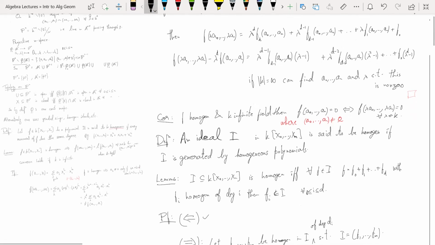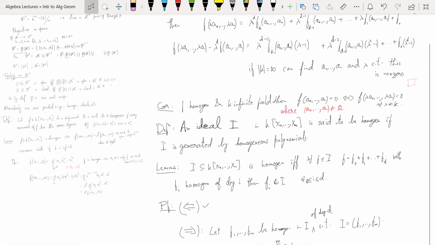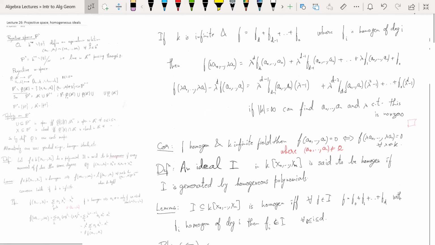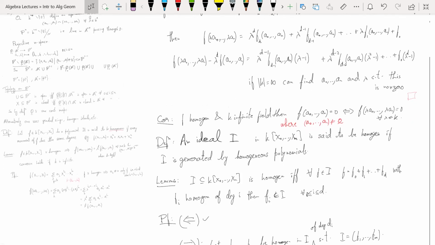Another characterization of a homogeneous ideal is that if you take any element f in I and write f as f0 plus f1 up to fd like we did here, where f0 is the constant term, f1 is the homogeneous degree 1 terms, f2 is the homogeneous degree 2 terms and so on, then each of these homogeneous pieces should belong to I. So f belongs to I implies all its homogeneous pieces belong to I, and then I must be homogeneous. Of course the backward implication is clear.